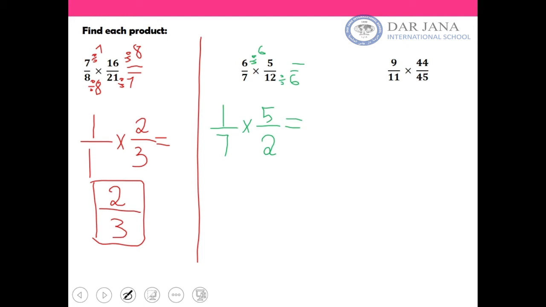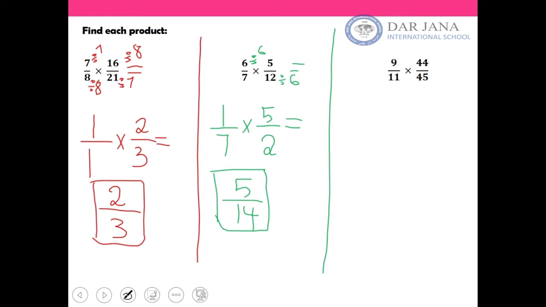Multiply numerator by numerator, denominator by denominator. So it's going to be 5 out of 14, and then I'm done. Sometimes, guys, if you didn't complete the simplification in the first step, you may end up having the final answer not in simplest form, so you have to do the simplification later on. So there's no escape from simplification. Either you do it at the beginning or you do it at the end, but you have to do it. Doing it at the beginning is much easier for us.